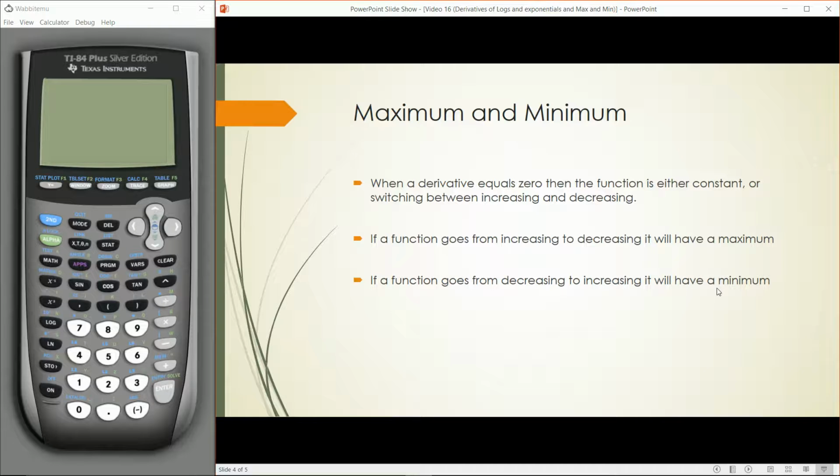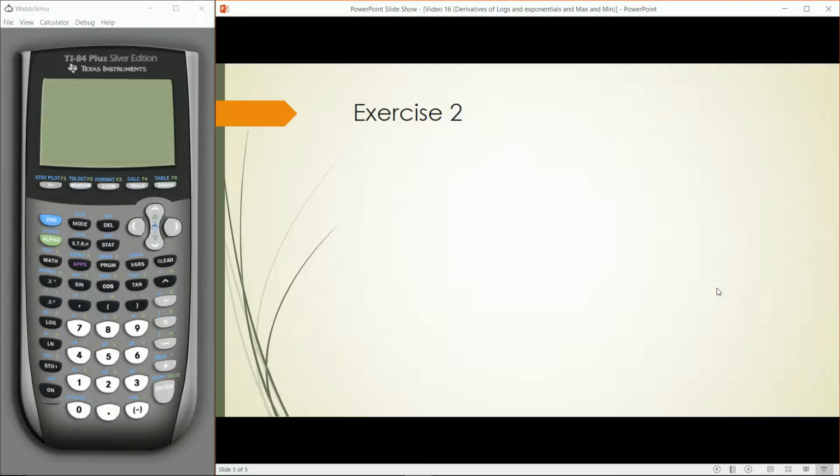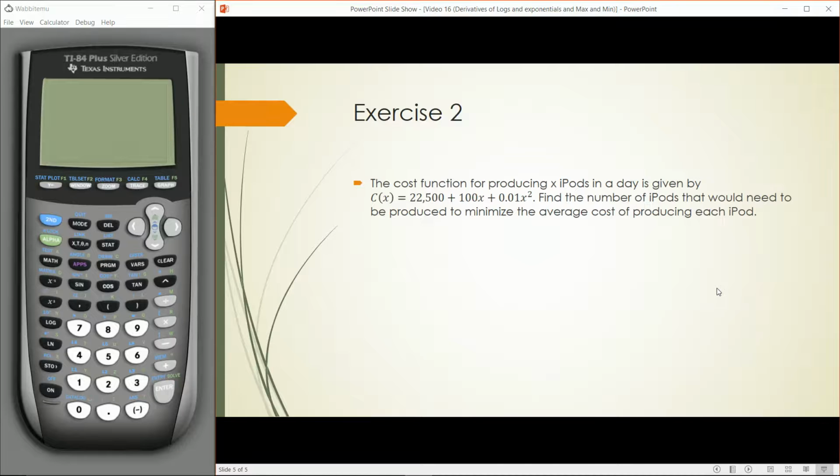Now, it's difficult to always know exactly what it's doing on either side, but if you have the graph, or if you just have the function, you can always tell by putting in numbers from either side of your 0. If it comes out positive, that means it was increasing on that side. If it comes out negative, that means it was decreasing on that side. So you just have to know that it's changing from the two different directions. All right? So let's look at another exercise.